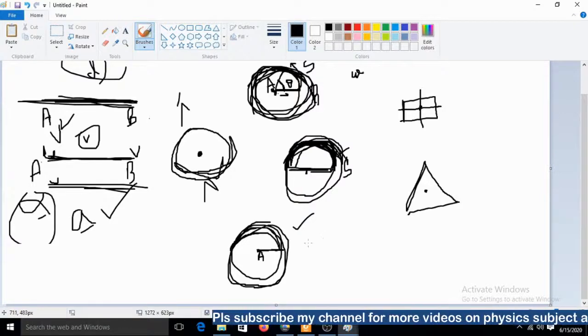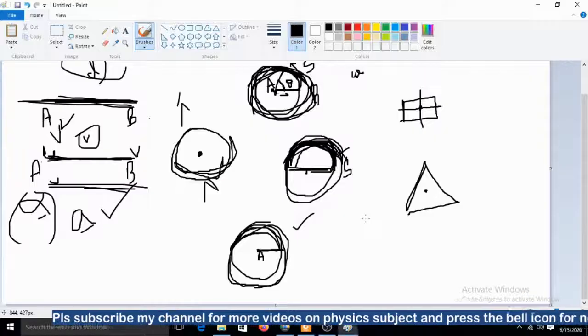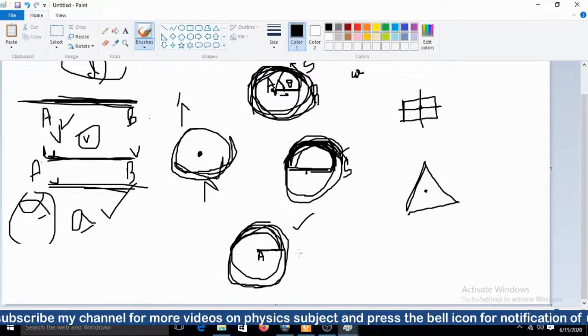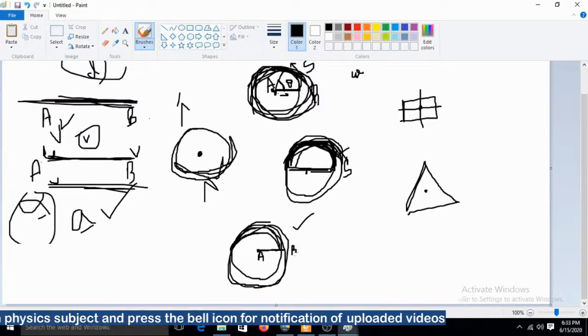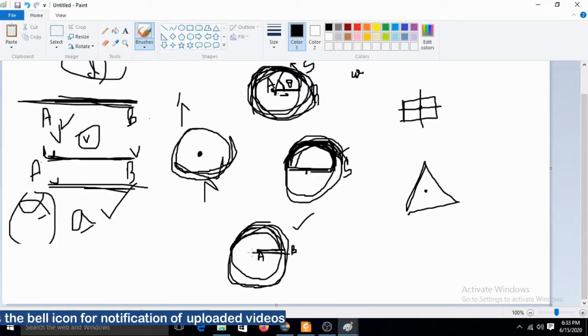So now what will come to the topic. Okay, centripetal force. So centripetal force means what? The object travels, let me take this as B, the object travels from A to B along the radius.